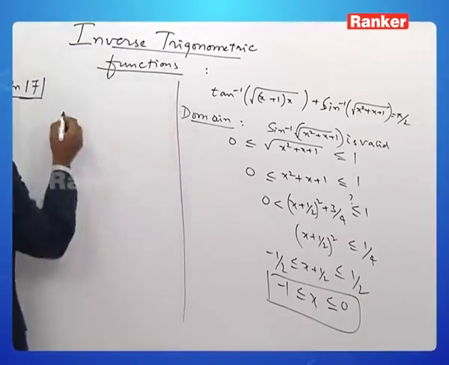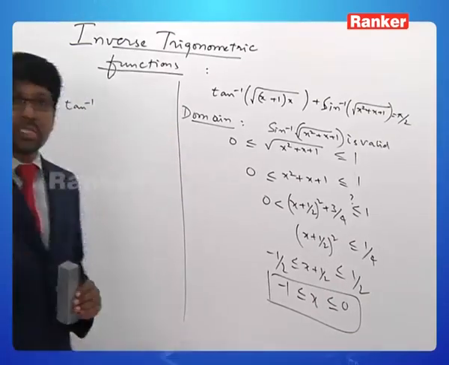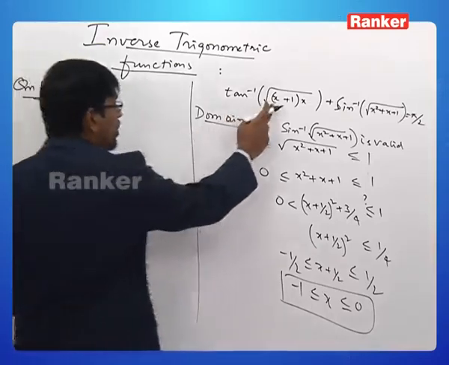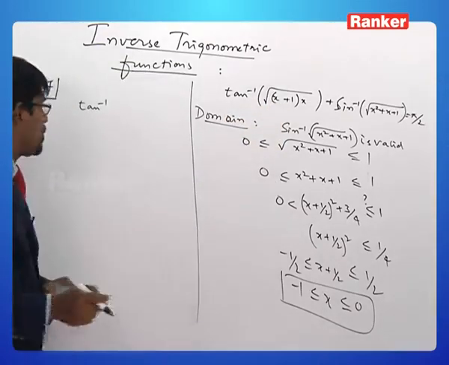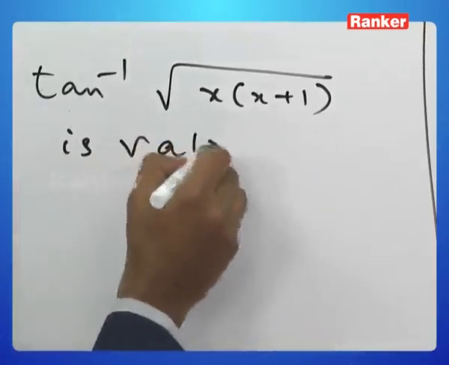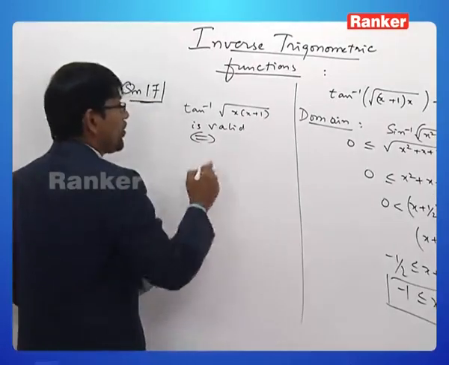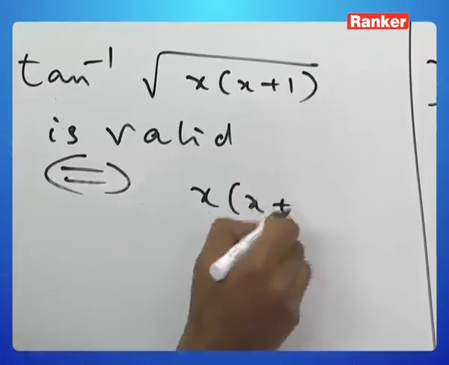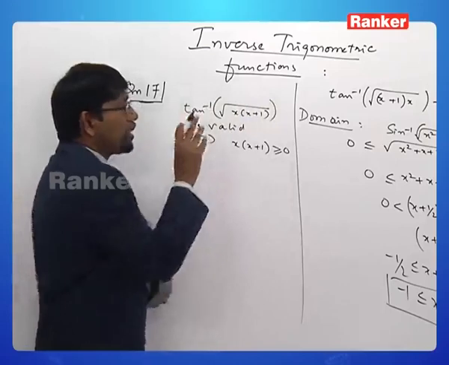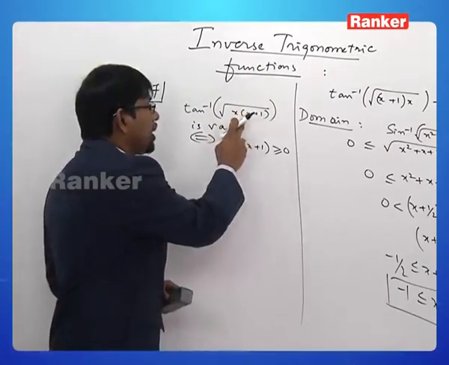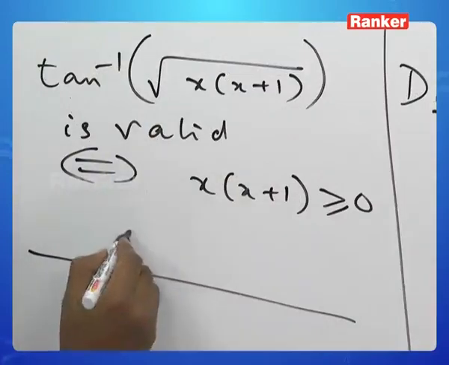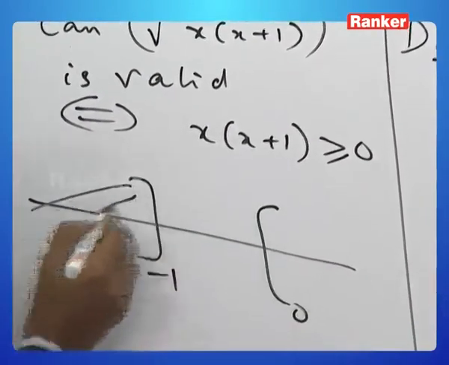Now let's look at this thing. Tan inverse can admit any real number as an input, because the domain of the tan inverse function is R. But of course here there's a square root involved, so the inside quantity has to be non-negative. So tan inverse of root of x into (x plus 1) is valid if and only if x into (x plus 1) is non-negative. See, the tan inverse function can admit any input, but the root function can admit only non-negative input. So we want x into (x plus 1) to be non-negative. But when is x into (x plus 1) non-negative? That means x should not lie between minus 1 and 0. So x should lie here or here.